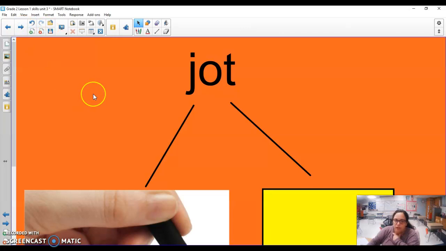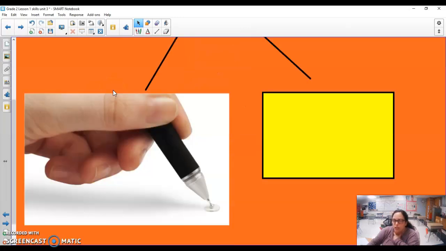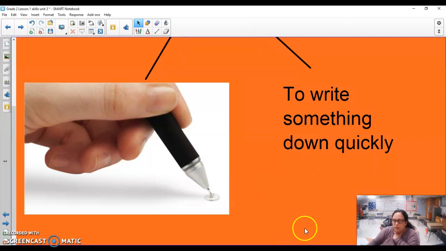So before we read our story today, we have some vocabulary that we're going to see in our story. What do you think the word jot means? Look at this picture. What do you think this person is doing if he's jotting something down? Yeah, it means to write something down quickly. So you just quickly write it down. You're jotting it down.